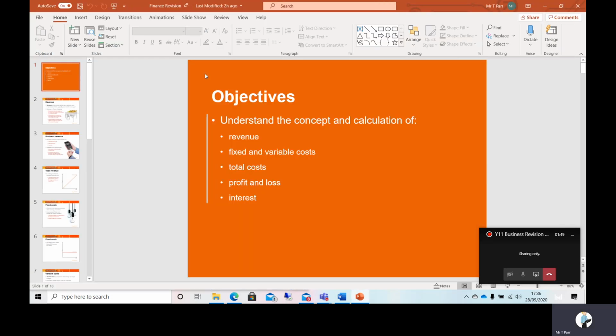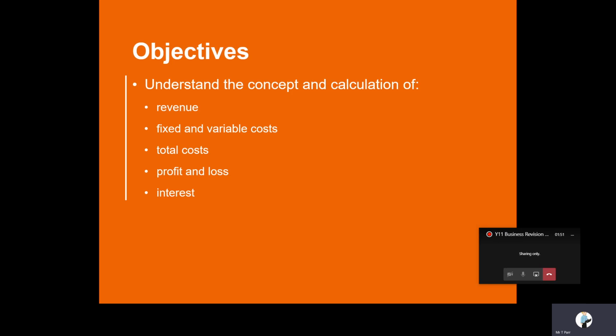Right, so first of all, our objectives. This comes straight from edexcel. So this is what you need to be able to do. You need to be able to understand the concept of and calculation of revenue, fixed and variable costs, total costs, profit and loss, and interest.